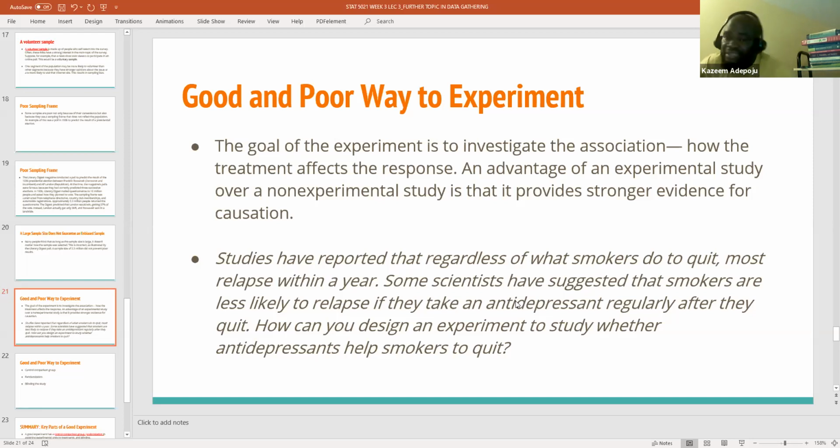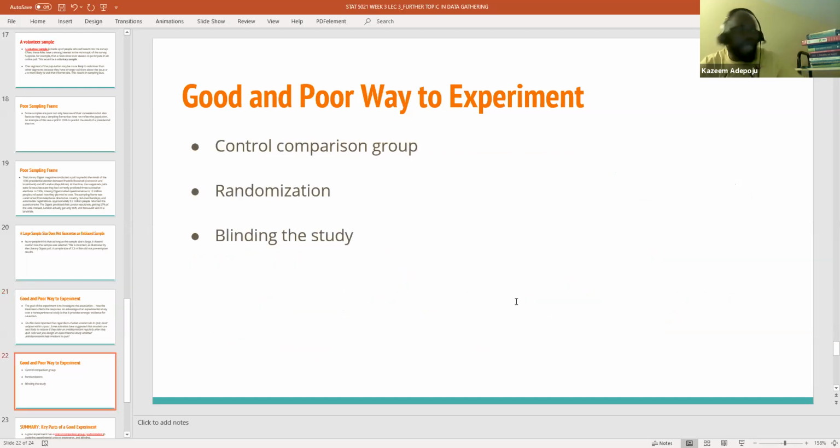Okay, and don't forget, you are not going to tell those in the control group that you are giving them placebo. In the last lecture, I talked about blindfolding the respondents. We got single blind and double blind. Now I think the good way to study is to use a control comparison group. You got a treatment group, you got a control group. Then another good way to study is randomization that I've explained, assigning subjects to groups using the instruction of chance. And another good way to study is blinding the study.